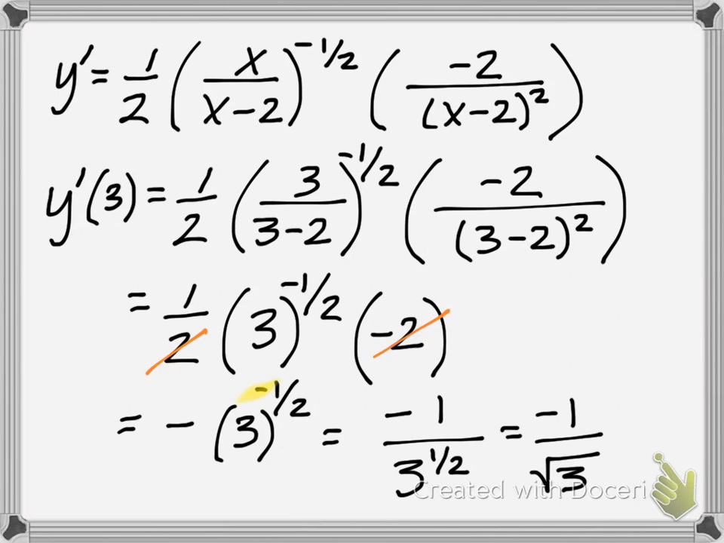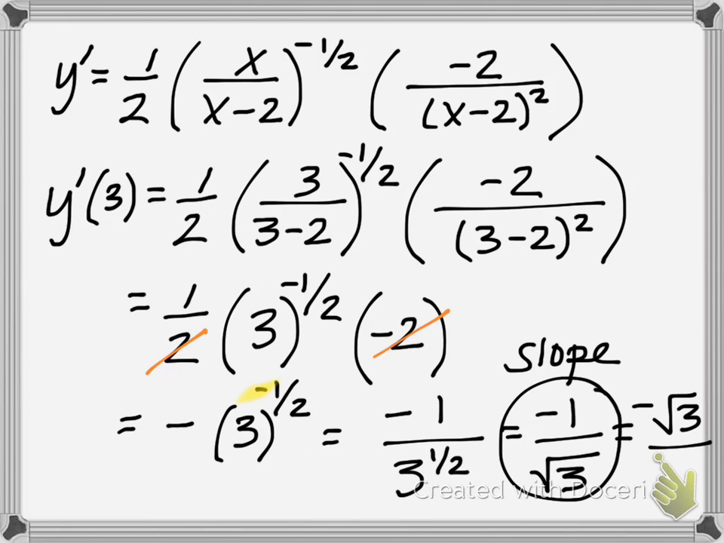And I don't mind for my students to leave this as their slope. I accept this answer for the slope. I realize that some instructors may want you to rationalize the denominator. So if you want to go ahead and multiply by square root of 3 over the square root of 3, you certainly can. So then your slope would be negative square root of 3 over 3. And that would be fine as well.